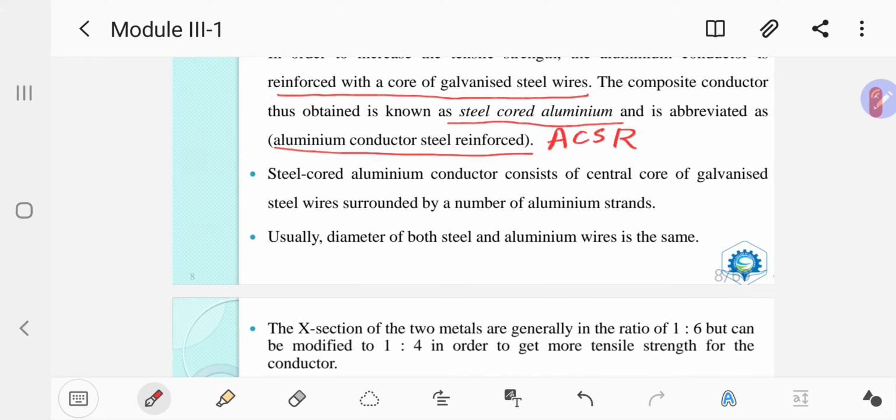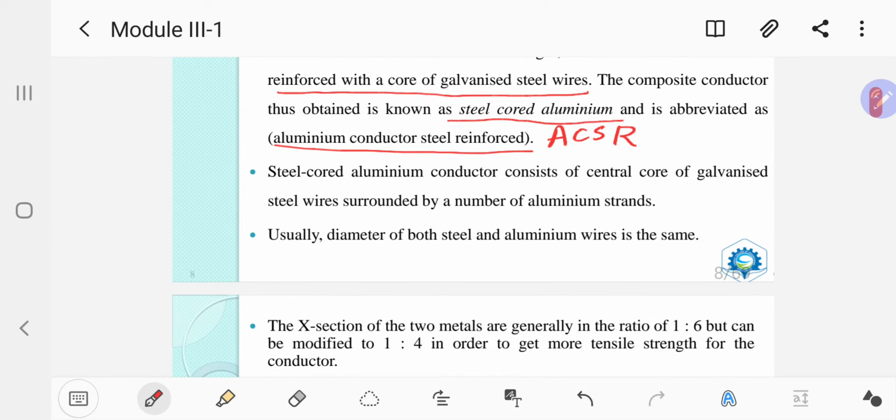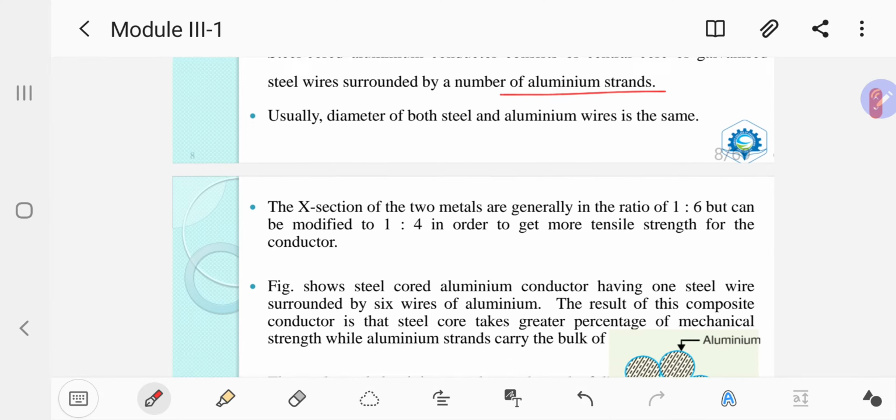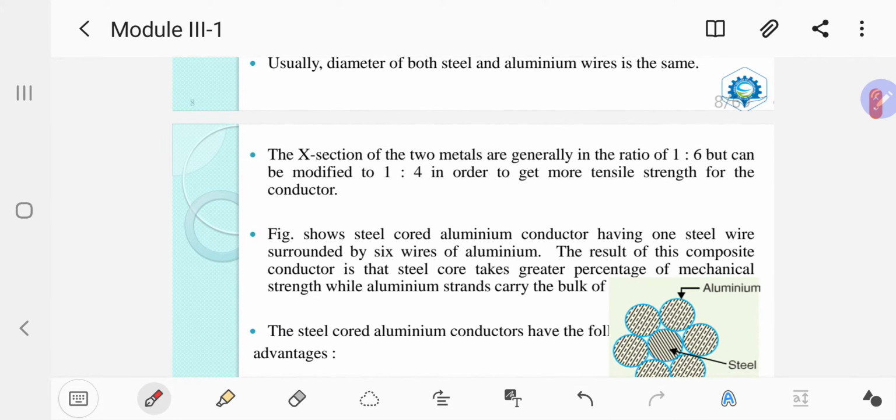Okay, here you can see composite conductor. This is known as ACSR. Steel cored aluminum conductor consists of a central core of galvanized steel wire surrounded by a number of aluminum strands. Usually the diameter of both these is the same. I'll show you a figure. Both the diameter of the steel as well as the aluminum are the same.